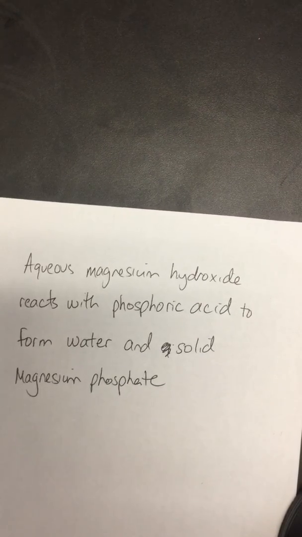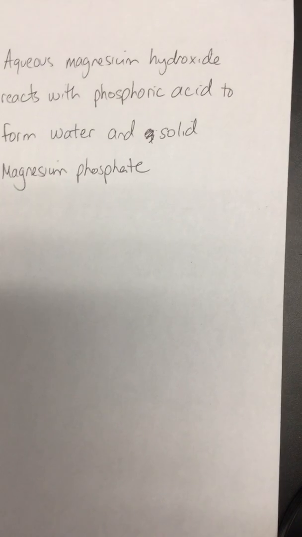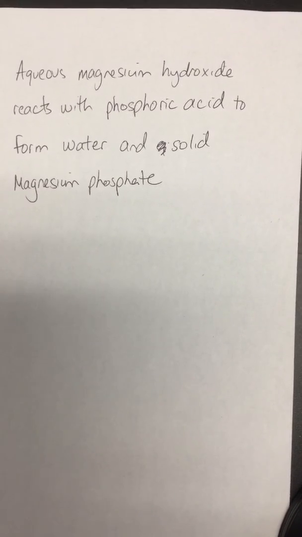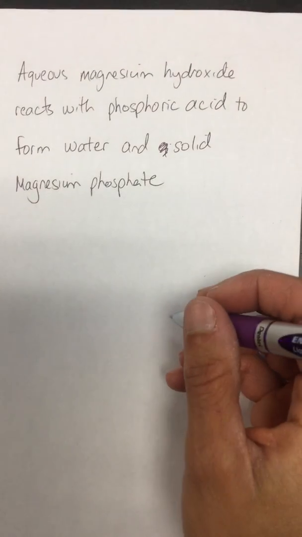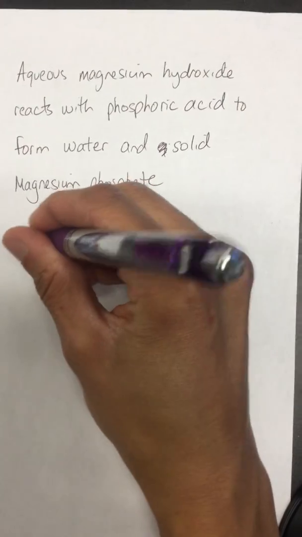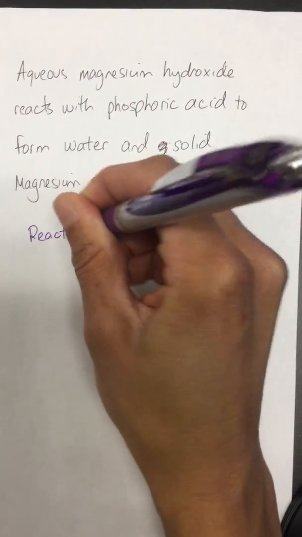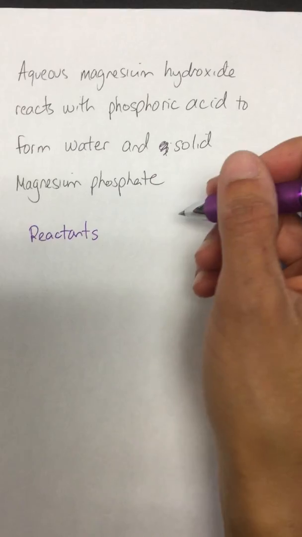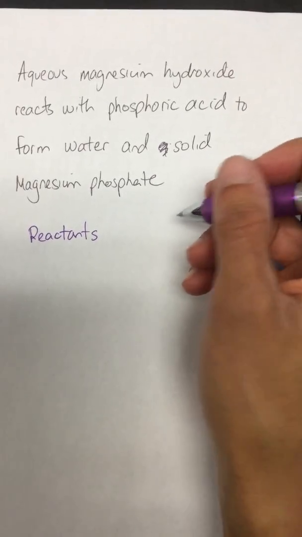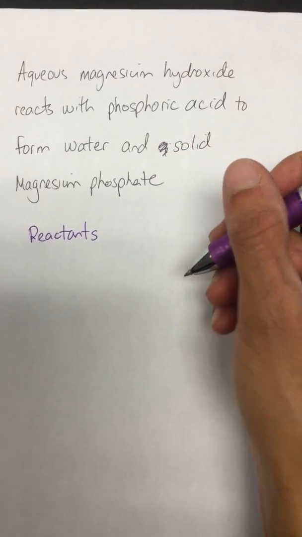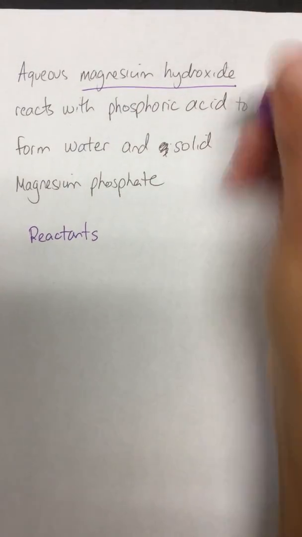If we're talking about something like magnesium hydroxide, again, we're looking at what our reactants are. And the reactants go on the left side of the equation. Just like we read from left to right, we write down these things from left to right as well. So here we've got magnesium hydroxide.